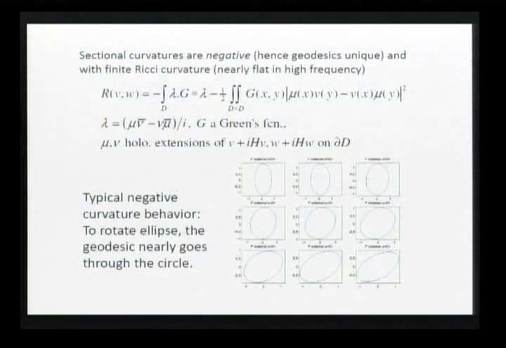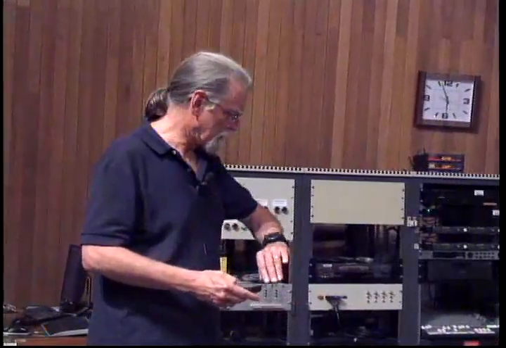You take this expression now on the disk cross itself with a suitable kernel. So you have skew symmetric forms. And this negative curvature can be seen, for instance, in the same example I had before of rotating the ellipse. It goes this way, the geodesic goes like that. So when we rotate this into this, you see that in the middle of that geodesic, it becomes close to a circle.